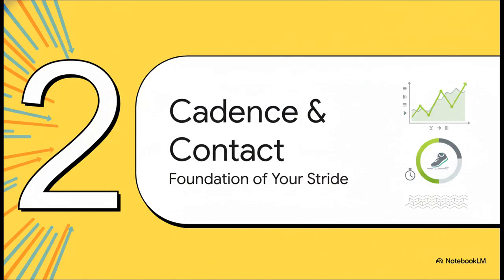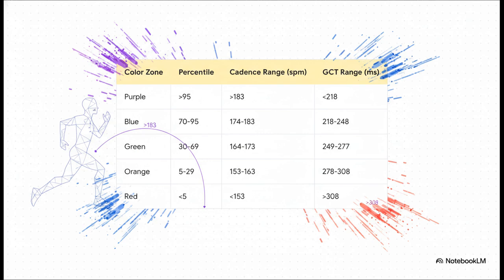These two metrics are the foundation for everything else. How quickly your feet turn over, that's your cadence, and how long each foot spends on the ground with every single step. And here is where it gets really interesting. This isn't just guesswork. Garmin is benchmarking these numbers against data from thousands and thousands of other runners. Now, take a look at the purple zone up top. That's the top 5% of runners. Their cadence is over 183 steps per minute, and their ground contact time, we'll just call it GCT, is less than 218 milliseconds. Now, contrast that with the red zone down at the bottom, a cadence under 153 and a GCT over 308 milliseconds. Huge difference.